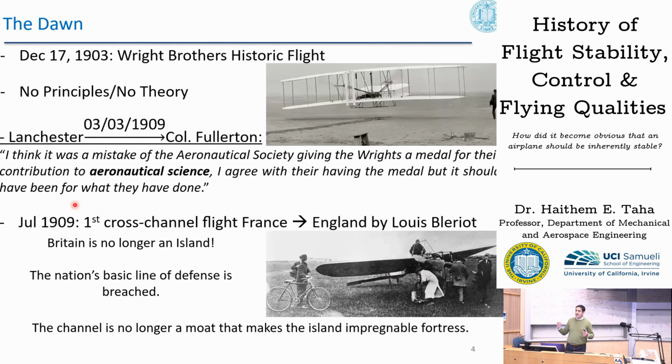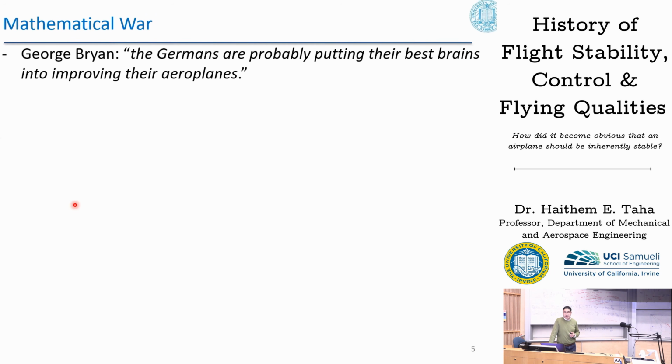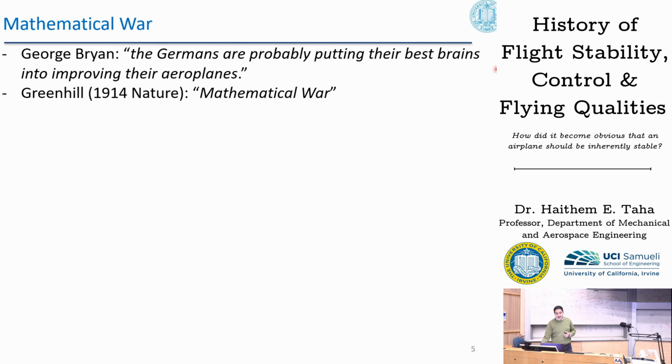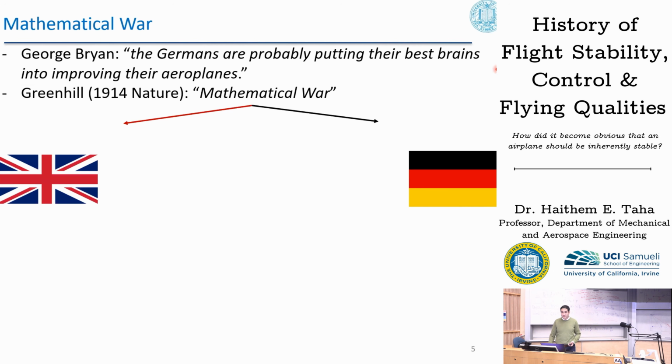This was clear in the language and the tone of scholars themselves. Here is George Bryan saying, the Germans are probably putting their best brains into improving their aeroplanes. In the words of Greenhill, in his 1914 Nature paper, he described it as a mathematical war. So right before, during, and after World War I, there was a parallel mathematical war between the Cambridge School of Mathematical Physics on one hand and the Applied Mathematics and Engineering School in Gottingen on the other hand, to develop two theories, one for lift and one for stability.